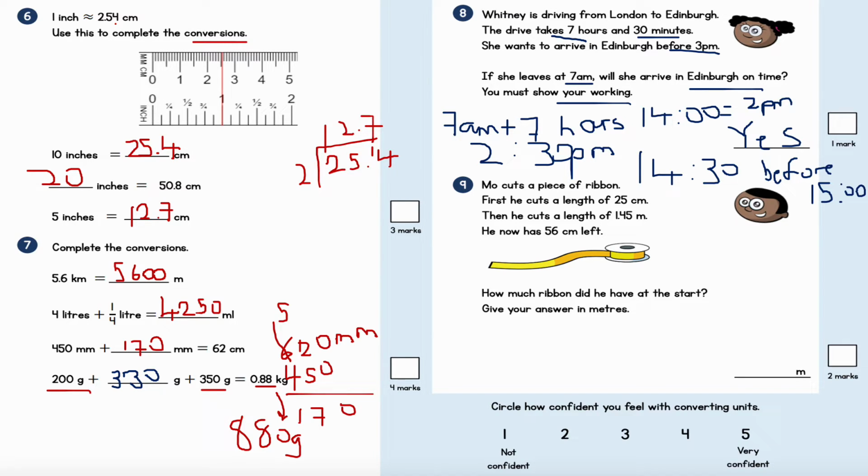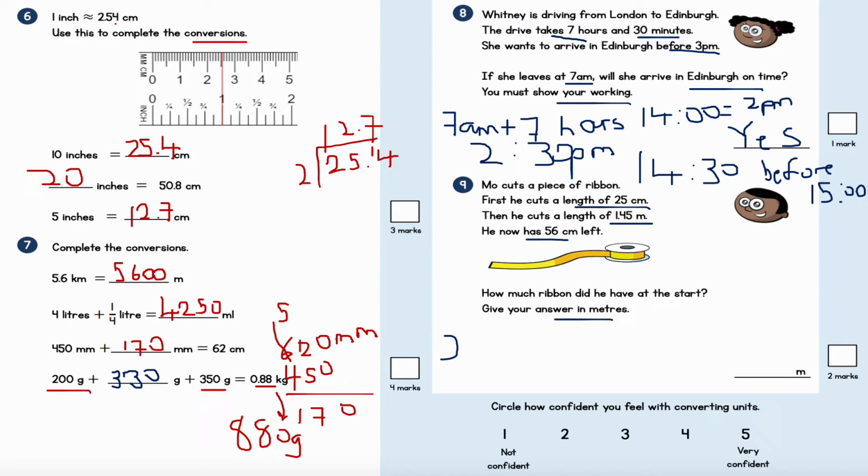This is question number 9, guys. Mo cuts a piece of ribbon. First, he cuts a length of 25 centimeters. Then he cuts a length of 1.45 meters. He now has 56 centimeters left. How much ribbon did he have at the start? Give your answer in meters.